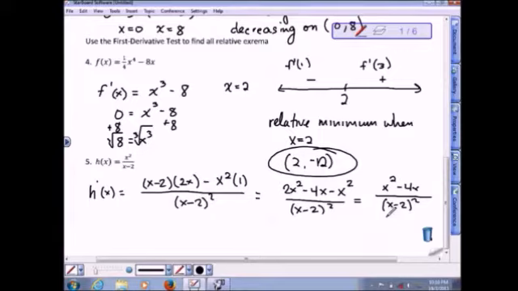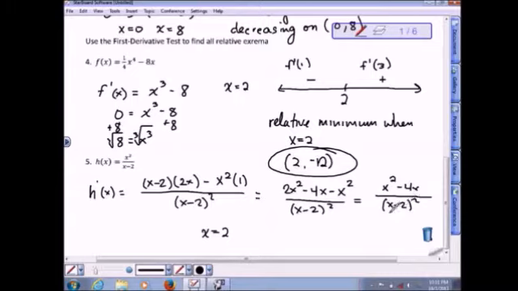Now, critical values. Normally we've been finding them by setting the first derivative equal to 0, and that's still going to work here, but we can also have a critical value when the first derivative is undefined. Because we have a rational equation here, it's going to be undefined when the denominator becomes 0, and to do that we have to have an x value of 2. So there are more critical values than you might think. X equals 2 is a critical value because it makes the first derivative undefined.